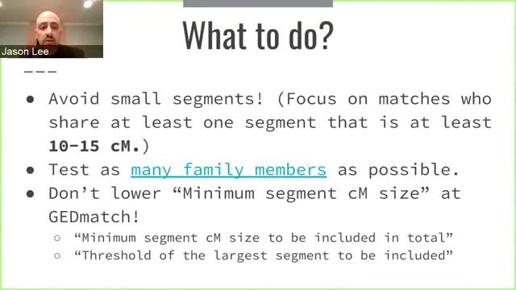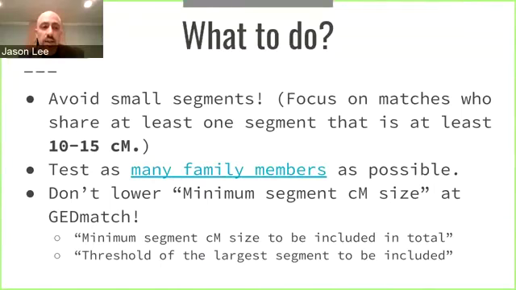And through the years, I've gotten to the point where I almost always look for matches that share at least one segment that's at least 15 centimorgans in length. So the other strategy to deal with small centimorgan matches and to contend with this issue is to test as many family members as possible. And we've kind of alluded to that strategy with some of the prior examples.